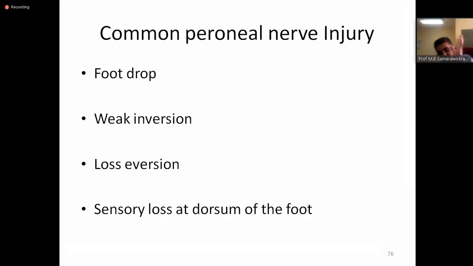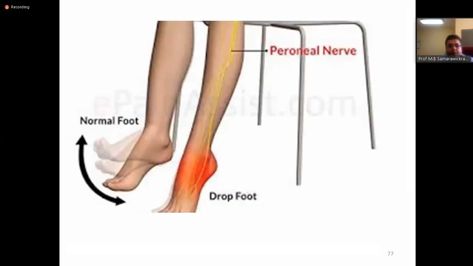You know the function of the common peroneal nerve. It has 2 main branches, deep and superficial peroneal nerve, and the superficial peroneal nerve supplies the peroneal compartment and the deep branch supplies the anterior compartment. Right. So the main deformity is the foot drop.